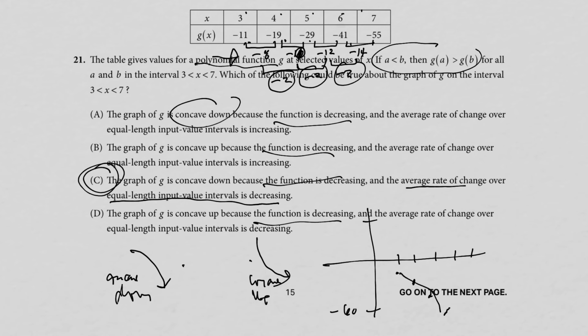So it was either A or C, but it was C. The average rate of change over equal length input values, that's the definition of concave down: if the average rate of change is decreasing. So there was no way it could be A, because the definition of concave down is that the average rate of change is decreasing. So actually A could not be the answer.